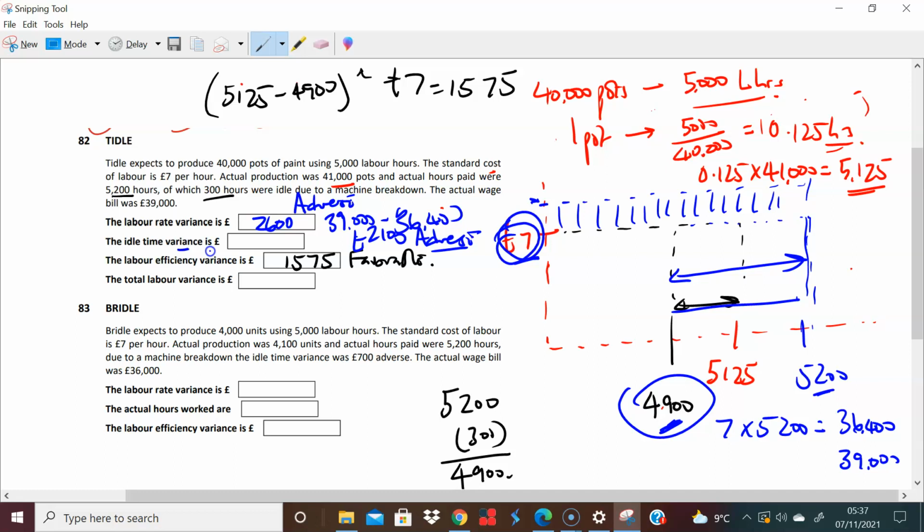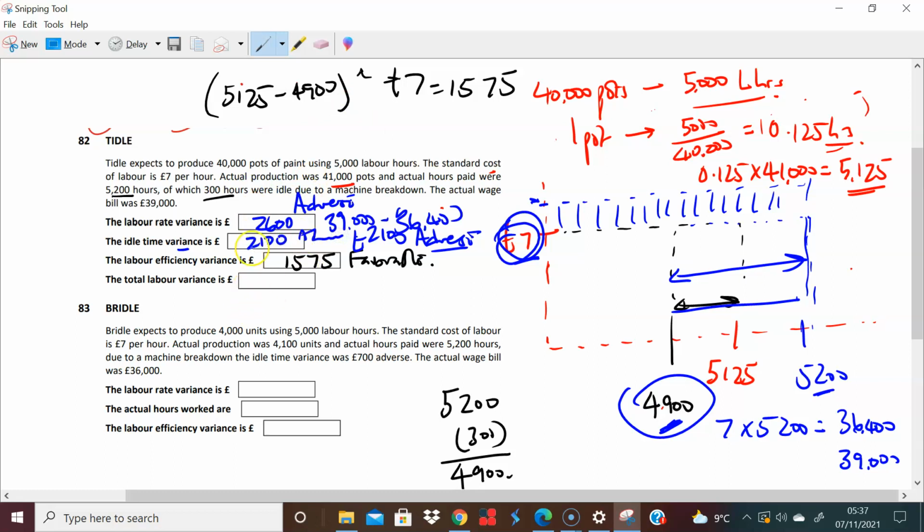Our syllabus doesn't really contain analyzing standard idle variances against actual idle variances. We're not really doing that. We're just saying, what is the cost as a result of idle time? And that is your 300 hours of idle time times the standard rate of 7. So what we now have here is 2,100 adverse as well.